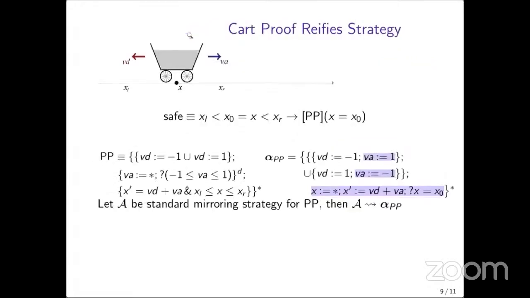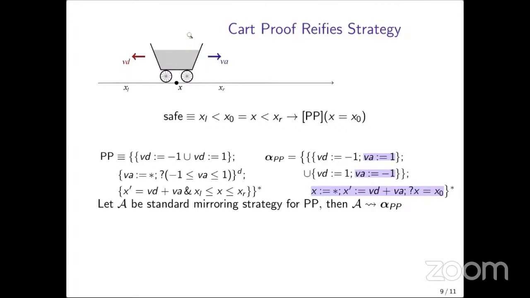Let's return briefly to our example. Earlier I described a basic strategy for winning a one-dimensional push-pull card game. Let's write calligraphy A for the standard proof. Not only can the refinement rules be used to show that there is a refinement relationship between the game and the winning strategy system, but if we reify the standard proof that Angel wins this game, we would actually get this system as the output.